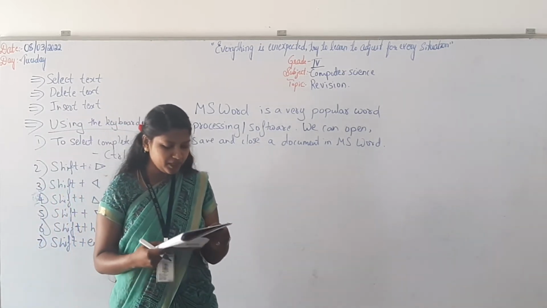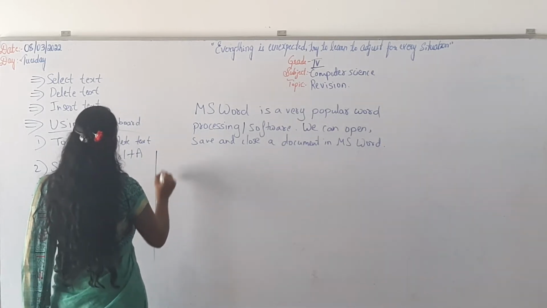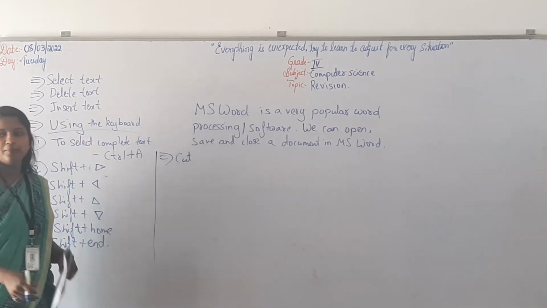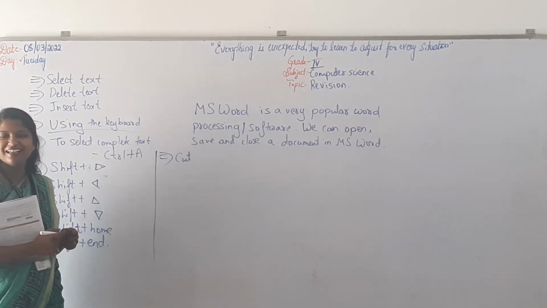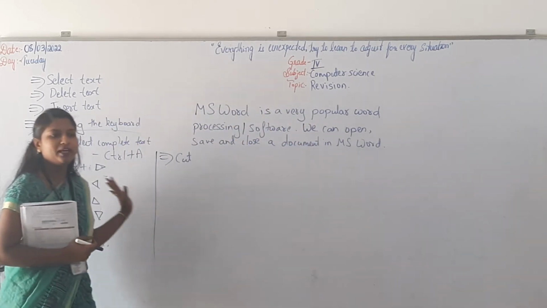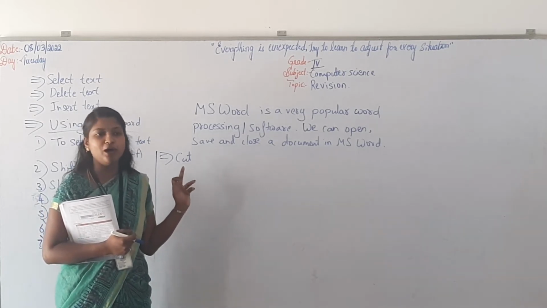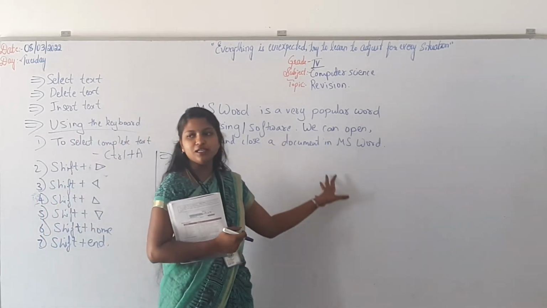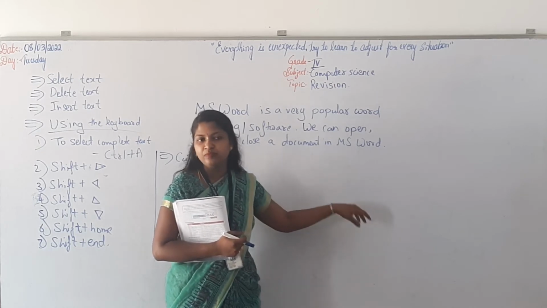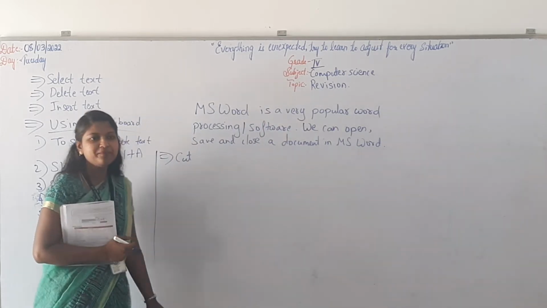Okay, understood? Yes, ma'am. Now we have cut, copy, paste. So what will this cut, copy, paste do? Cut will do cut. How will you cut the paragraph? First, you will select using the mouse or your keyboard by the shortcut keys. Then you have to click the right button in your mouse and a dialog box appears. In the dialog box, you will have an option called cut. When you cut this, immediately this paragraph disappears. Okay? Yes, ma'am.